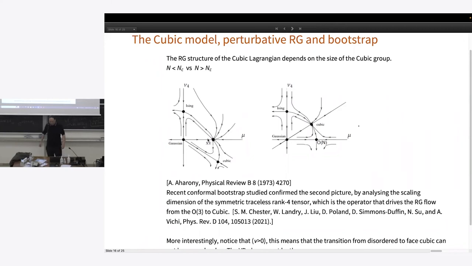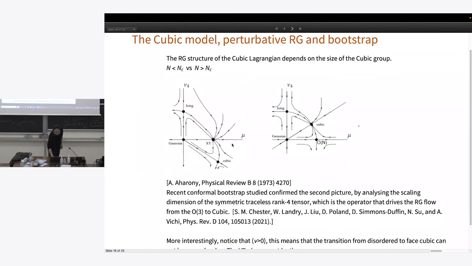One important part by the bootstrappers, whose names are listed here: importantly, they ruled out this picture for the N equals 3 cubic model. What people did was to do the O3 bootstrap and test directly the rank 4 symmetric traceless tensor of the O3 model. And they showed that this operator is relevant. So the cubic anisotropy term is relevant near the ON model. That corresponds to this direction, so that operator is relevant.